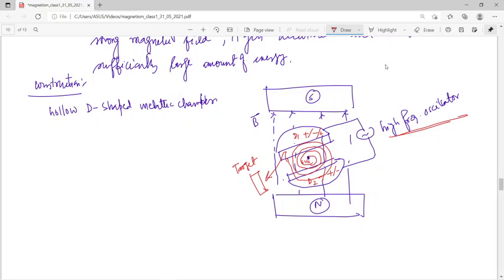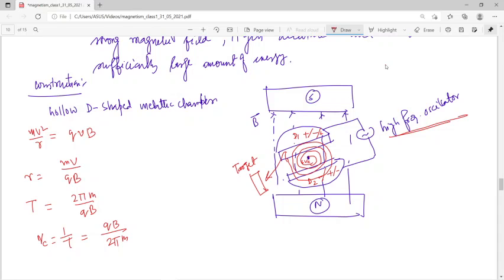From there, as in your earlier principle, for the circular orbit, mv square by r would be balanced with qvB, and from that we get the radius of the circular orbit, which is mv by qB. For the time period, since it is a semicircle, if we take the total time period, it is 2 pi m by qB.